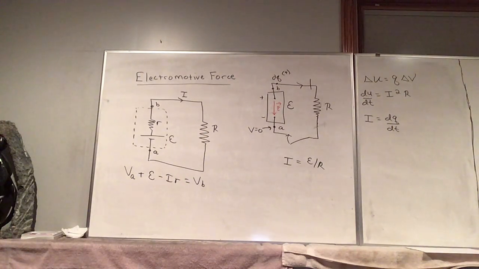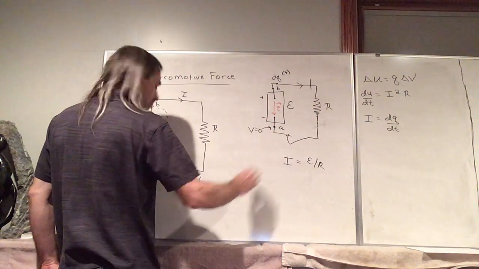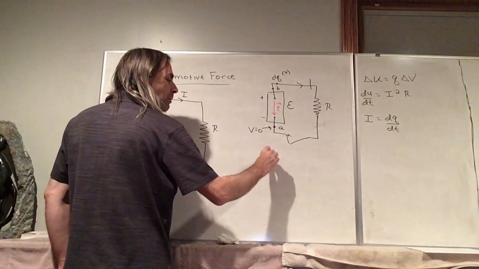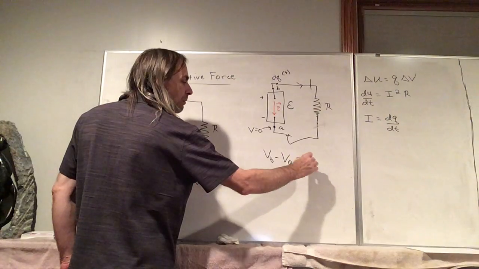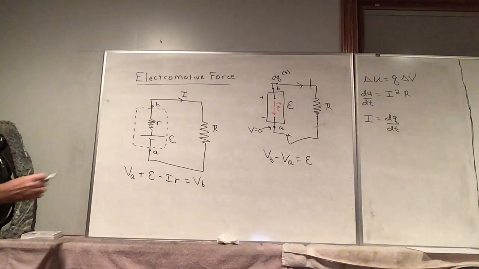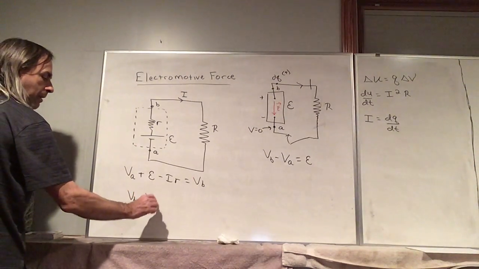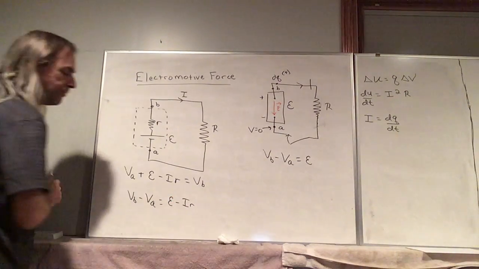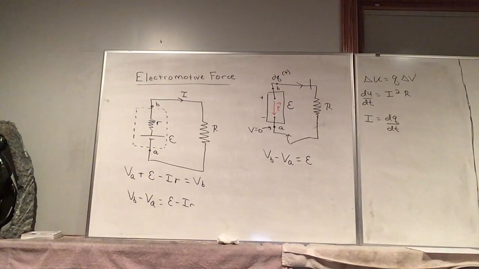And so here we didn't consider an internal resistance. In this case, we had VB minus VA is equal to epsilon, but a more realistic battery, we'd have VB minus VA equals epsilon minus Ir. That's a lowercase r for the internal resistance of the battery.